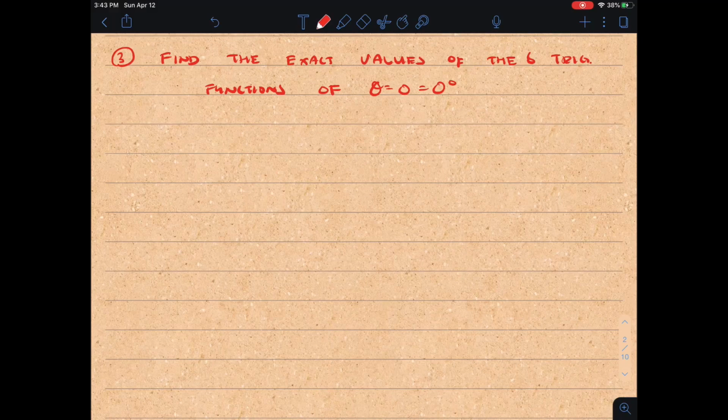So, as usual, I'm going to just draw this out. We're going to draw our vertex at the origin, our initial side on the positive x-axis. Now, because this angle is 0 degrees or 0 radians, the terminal side is on the same positive x-axis, right? They coincide.